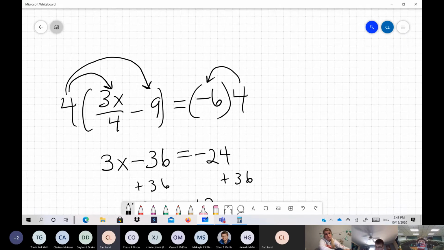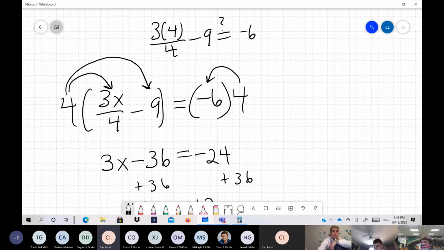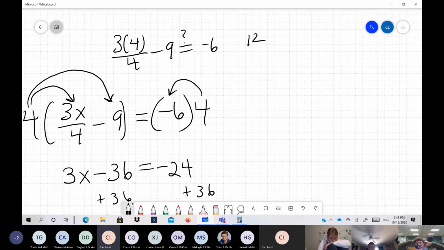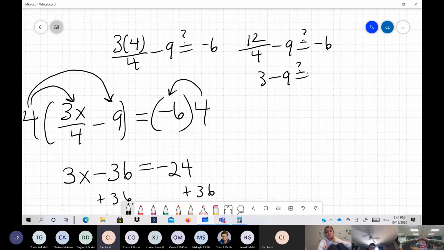And I could check this. 3 times 4 divided by 4 minus 9, does that equal -6? That's my original equation. So 12 divided by 4 minus 9, does that equal -6? Does 3 minus 9 equal -6? And yes, it does. -6 equals -6.